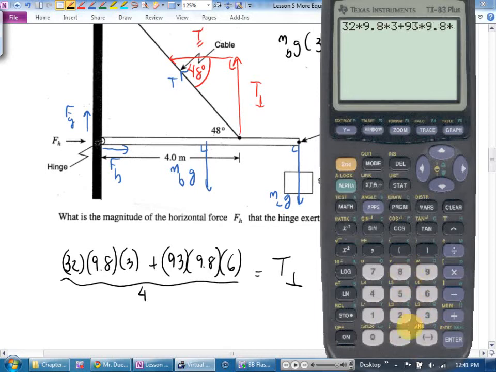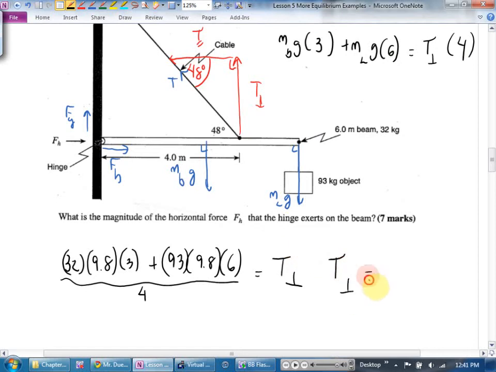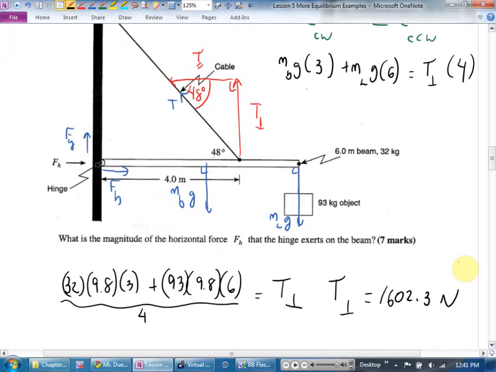Divided by 4. And I get the perpendicular component 1602.3. Anybody else? Yep. Tension perpendicular equals 1602.3, and that's a force, so it's newtons. I'm not trying to find tension perpendicular. Vitaly, what did this question want us to find? I got not hinge. Horizontal force? Okay, the horizontal force. And I said to you, I can't find it. What does this question really want me to find?